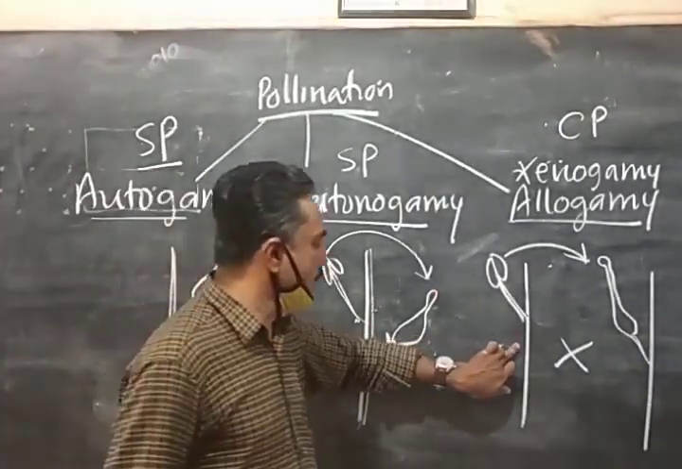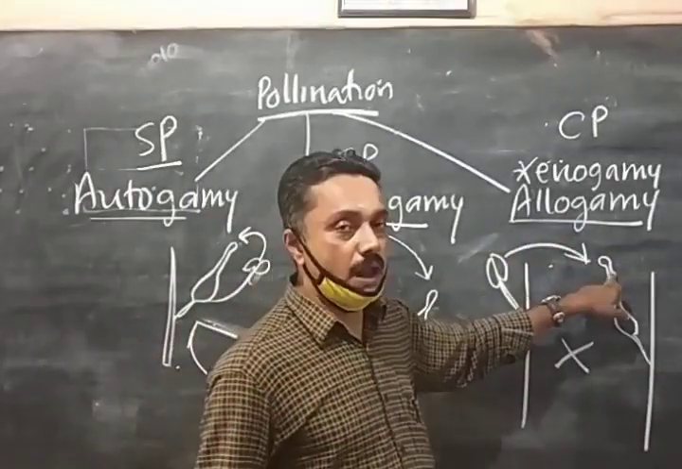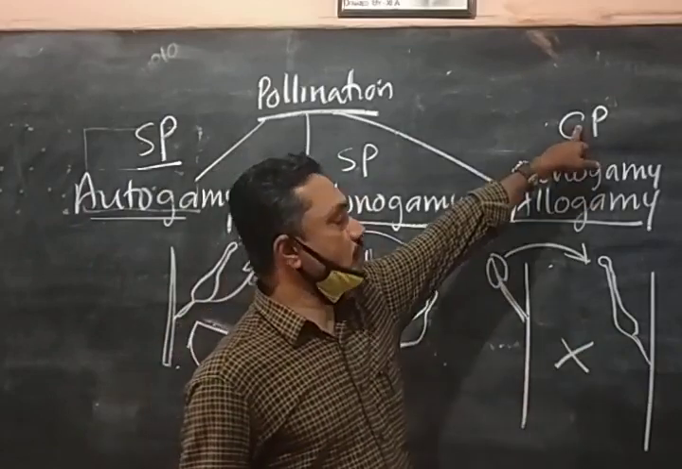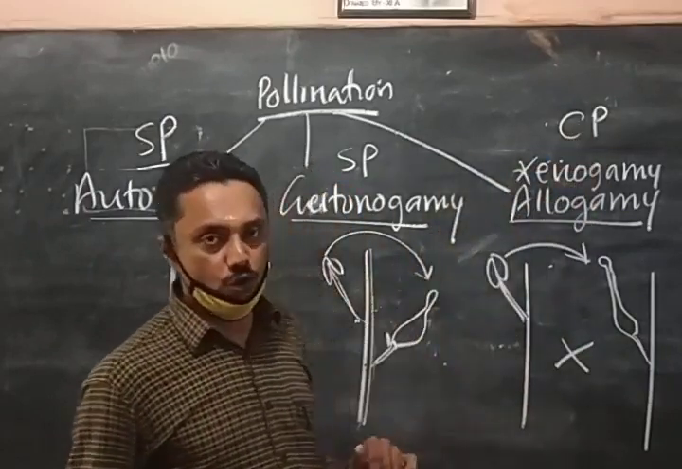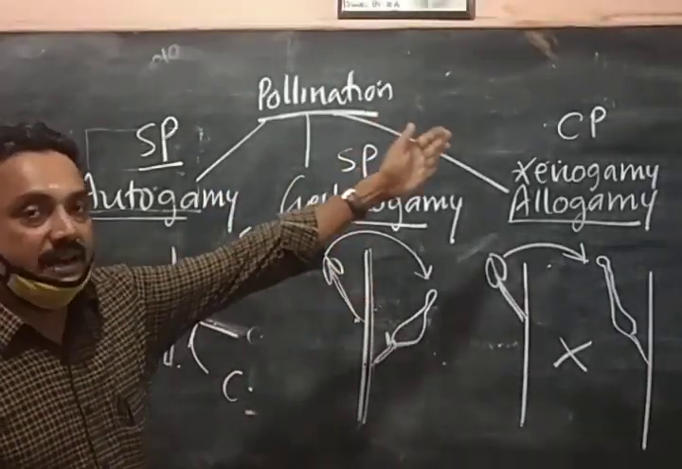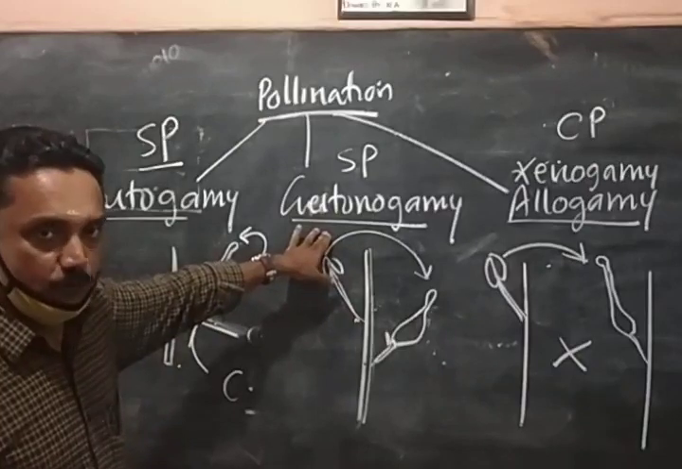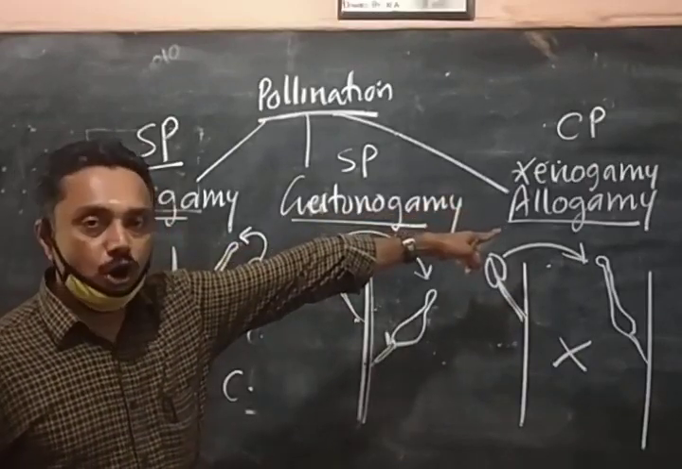In cross-pollination, pollen grains are transferred from one plant to another plant of the same species. It is called cross-pollination or xenogamy. I think it's very clear. Autogamy and geitonogamy are self-pollination, and xenogamy, or allogamy, is cross-pollination.